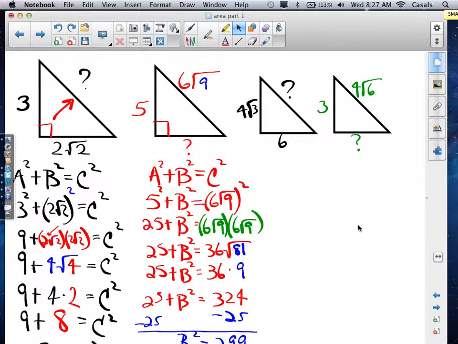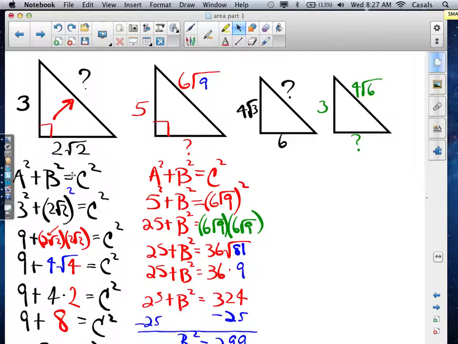Well, let's take a look at an example here. Here again, on the left-hand side, this first problem, I have a right triangle, and one leg is 3 and one leg is 2 times the square root of 2. But now I have to find the hypotenuse, which is c. Well, I'm going to have to use my Pythagorean theorem, except that now my side isn't just a regular number, it's 2 times the square root of 2.